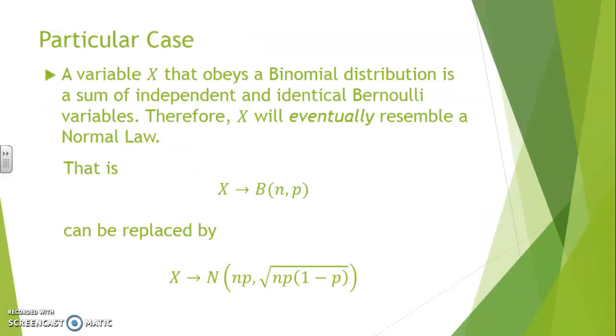A variable X that obeys a binomial distribution could fit as a particular case. Binomials are sums of independent and identical Bernoulli variables. So we definitely have a sum of independent variables. X obeys a binomial with n trials, p probability of a success. And according to our facts, we will occasionally be allowed to replace X by a normal law. Notice how np is the expected value of the binomial law and will become the average value for the normal. np(1 minus p) is the variance of a binomial law, and rooting that number will provide the standard deviation for our normal law to represent or to estimate X.